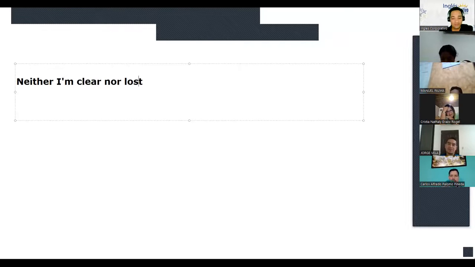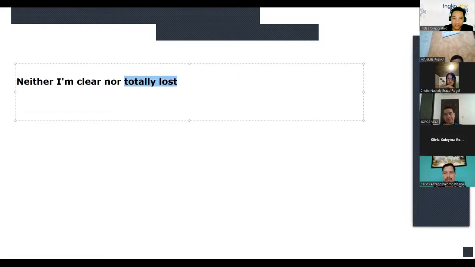Confused, maybe. You can just say confused too. Yeah, neither I'm clear nor totally lost. Ni estoy claro ni totalmente perdido. I'm kind of understanding. Yes, you can say that. And you got the idea. You're comparing two parts of a phrase by saying neither nor, ni no. Okay? And that's the order.